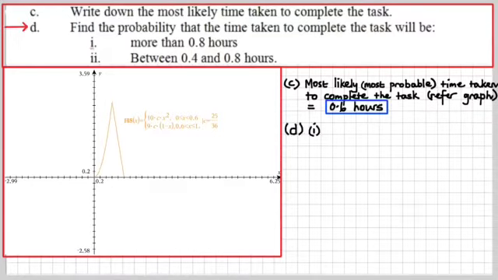Done deal, guys. That's it. Now let's do part D. The probability that the time taken to complete the task will be more than 0.8 hours. Now I did try to do this one in a non-CAS manner. I tried to work it out by hand, okay?